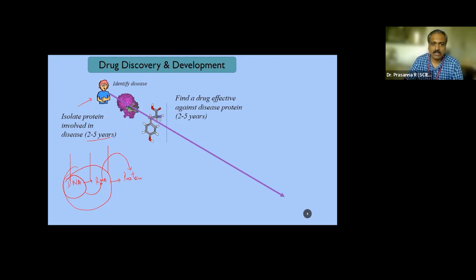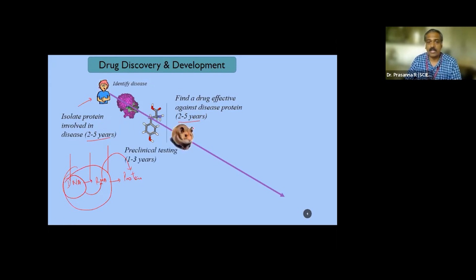So it is important to stop the cell multiplication. We need to design a molecule which can go and sit on a particular site of the protein. I'll come back to this a little later. However, it has to sit on a particular pocket where the metabolism is stopped completely or partially. It takes almost 2 to 5 years to understand which molecule will effectively sit on the protein pockets to stop the metabolic activity.